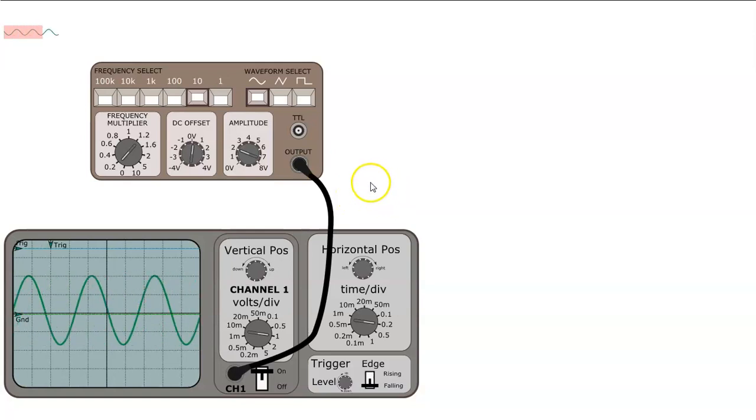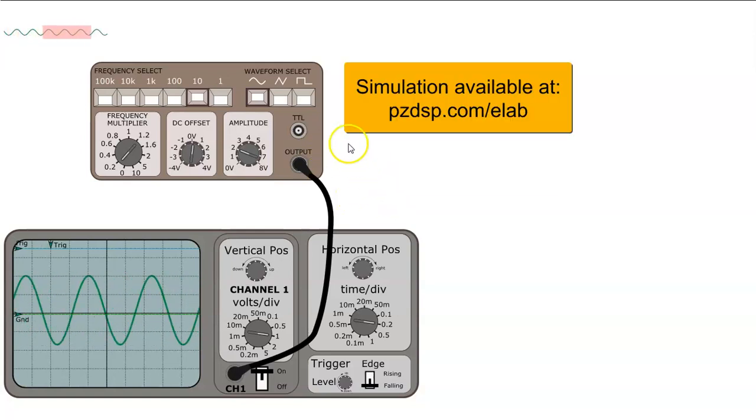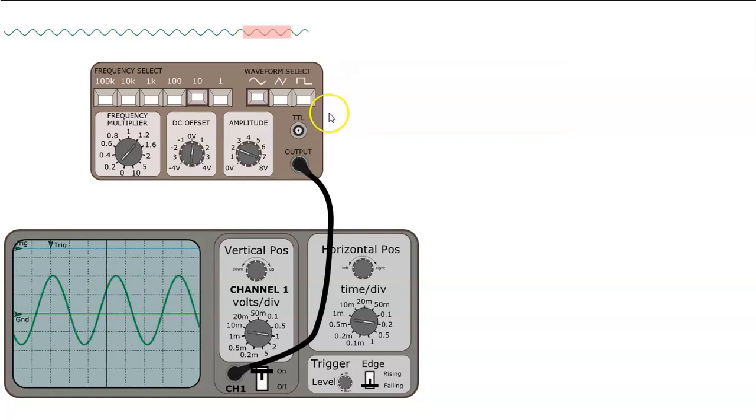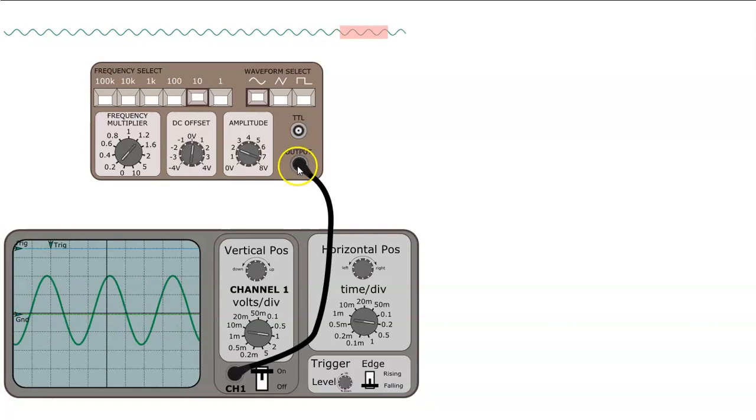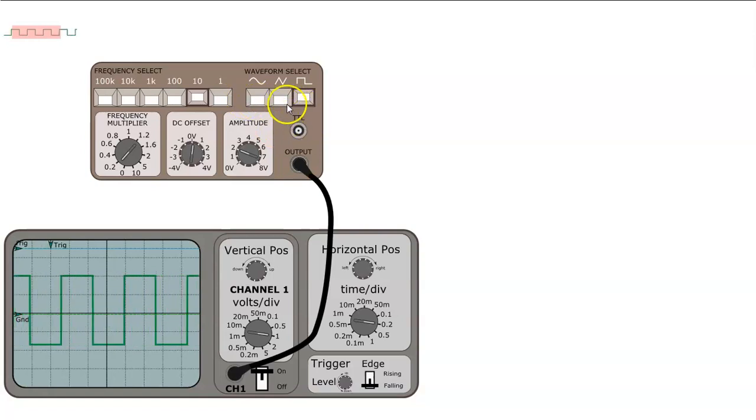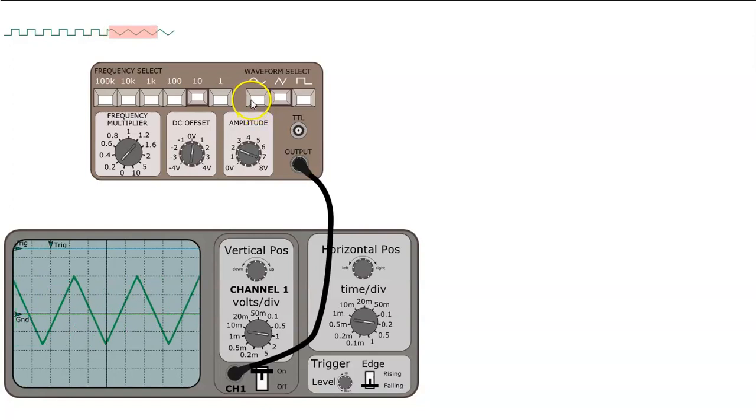I put together an interactive simulation of a scope and signal generator that I think you might find useful, and it's available at this website. I was just going to quickly run through a demonstration of the simulation in action. What we have at the top here is the waveform produced by the signal generator at its output. We can change the shape of the waveform by changing these buttons. So we have a rectangular waveform, a triangular waveform, and a sinusoidal waveform.